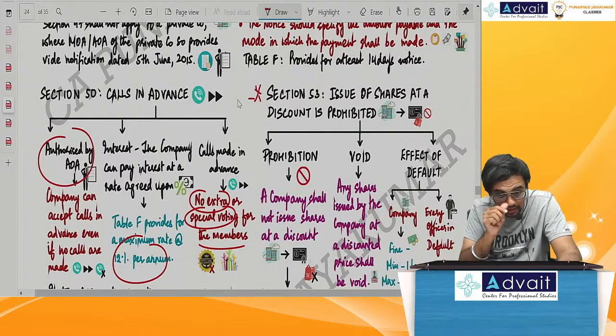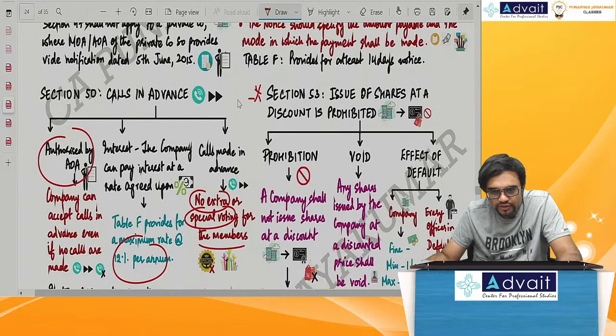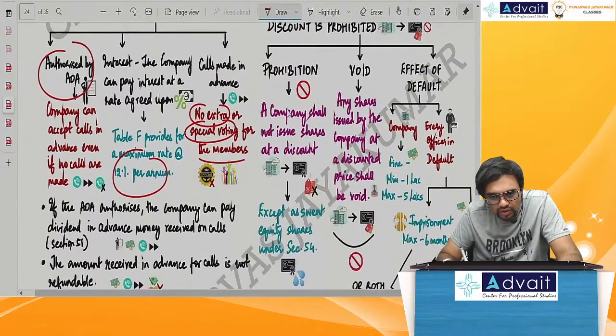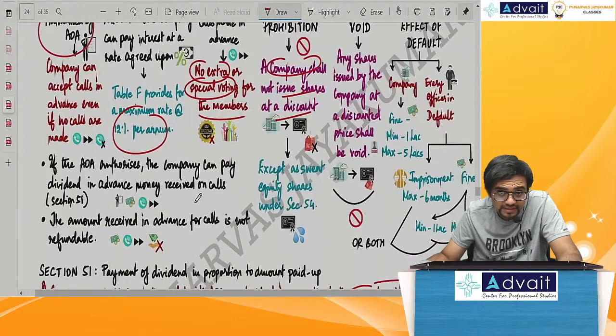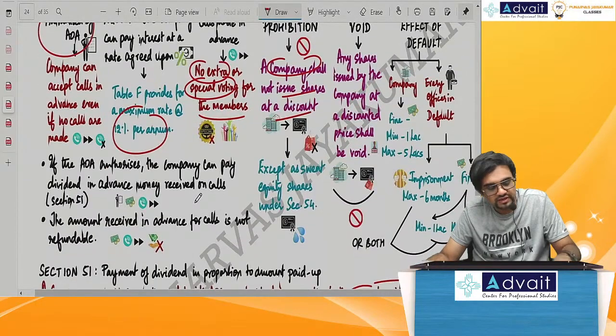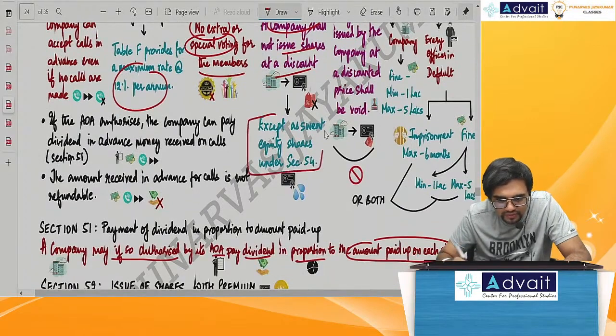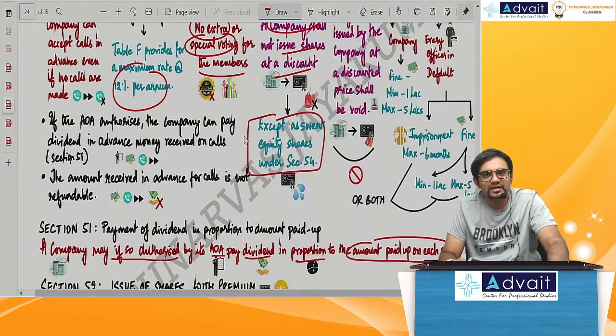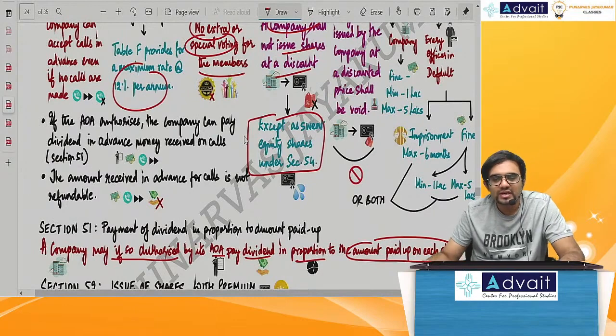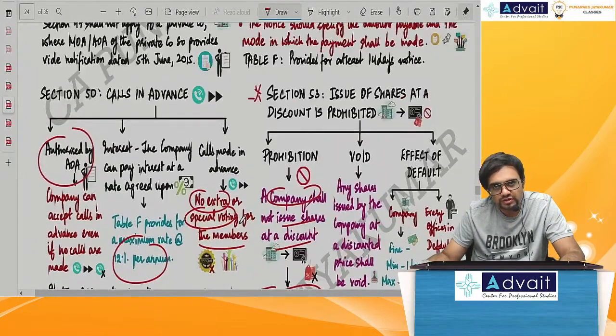How does it work? Like this. Prohibition. A company shall not issue shares at a discount ever, except as what? Sweat equity shares. As sweat equity shares, definitely you can do it, but otherwise not possible.